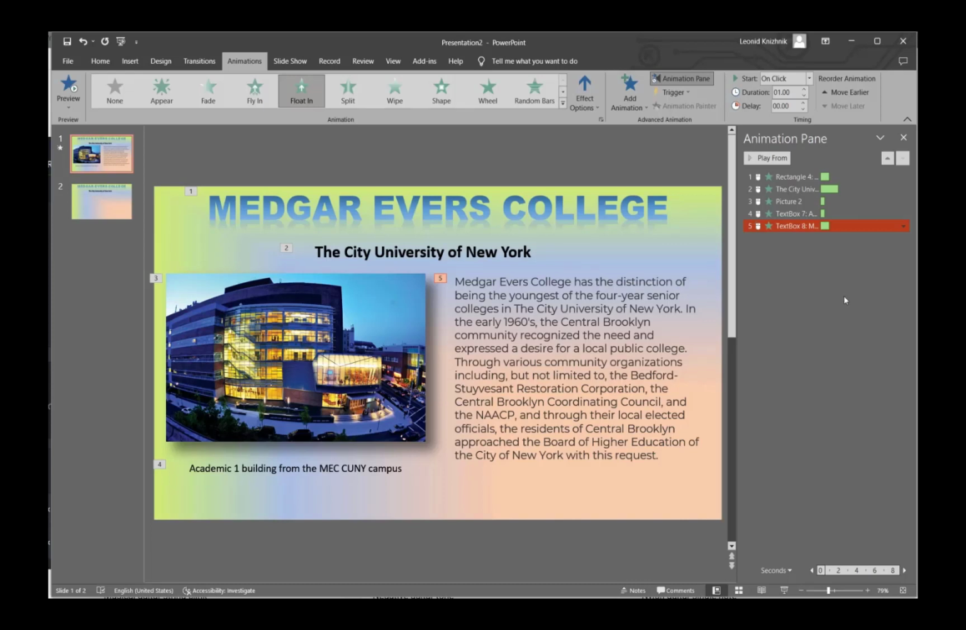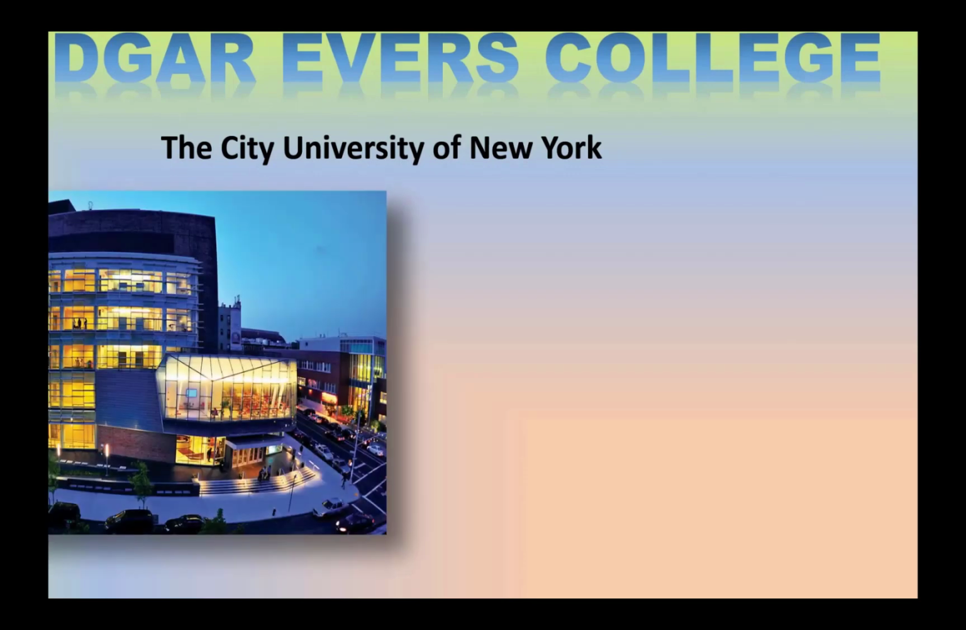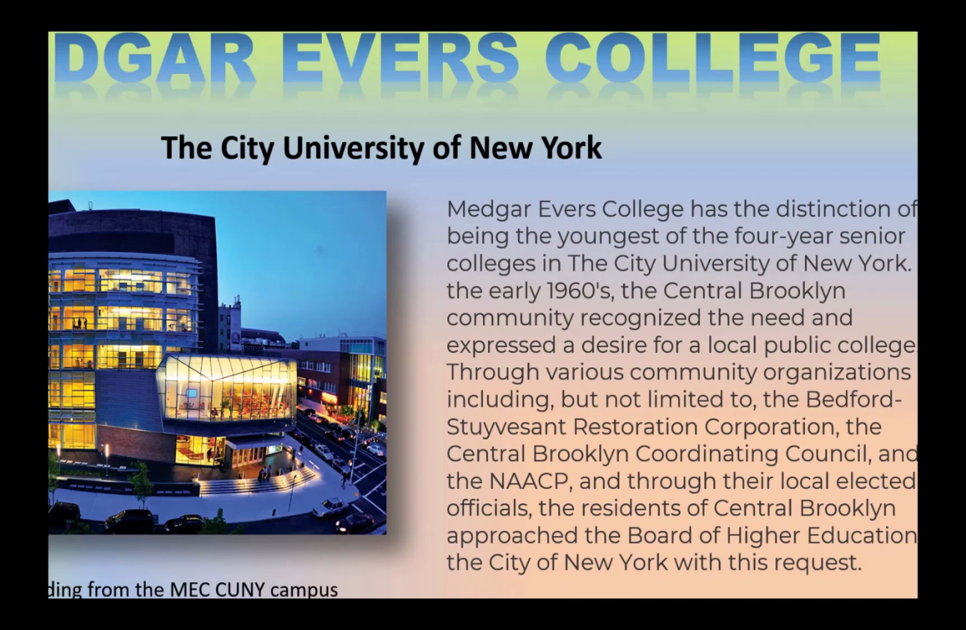So when you go for the public, for the audience, you will press F5 and you will see only the background. When you press mouse, you will see Medgar Evers College. Unfortunately, you don't see the full picture because I have it full screen. Next piece will be the City University of New York. Next piece will be the picture. Next piece will be picture title, and eventually the text.